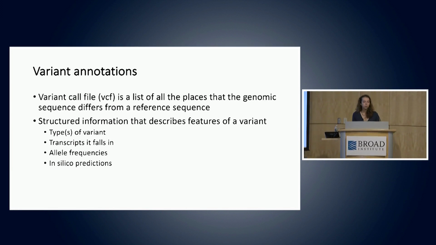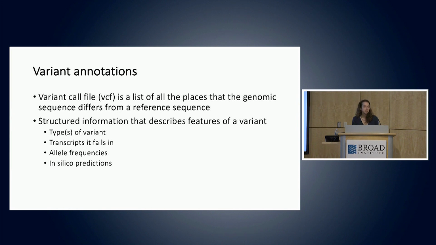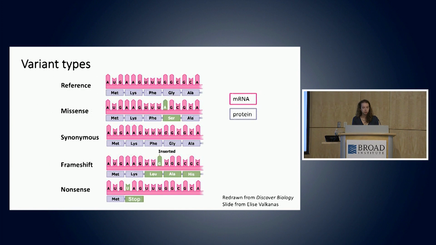So when we do exome sequencing, like Daniel told you about, the output of that is a variant call file, which is just a list of all the places that the sequence differs from the reference sequence, which is the reference human genome sequence that has been determined as the standard. There are many different types of variants that we can find. These variants will fall in different transcripts, and then they'll have different frequencies in the general population, and we can predict they have different consequences based on in silico predictions.